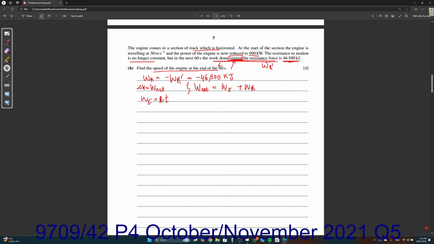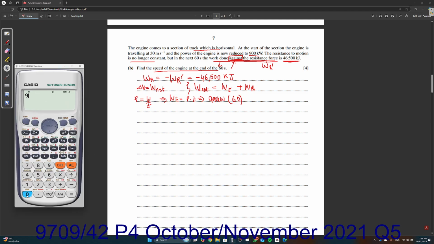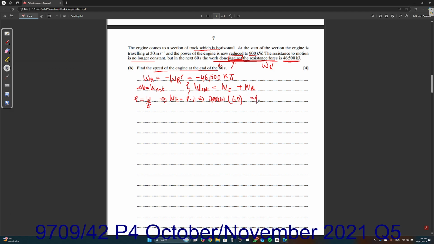Because you guys know that, let me write it in a better way. We know that power is equal to work divided by time. So that means the work done by the engine would be equal to power times time. So it's 900 kilowatts times 60, which is, let's do it on our calculator, 45,000 kilojoules. Okay, so this is the work done by the engine.